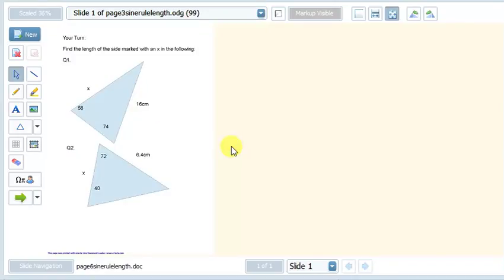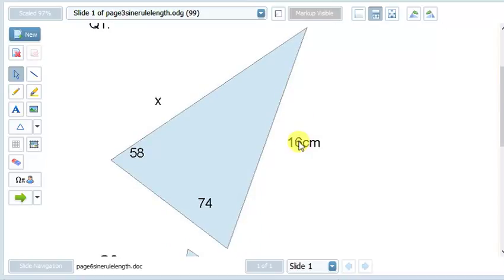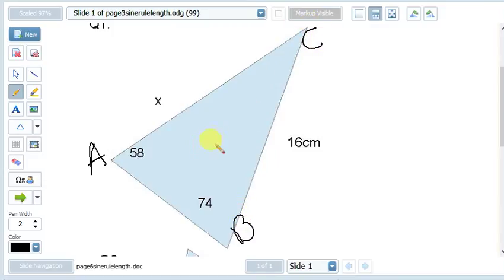Okay, so what we're going to do is I'm going to label question 1 first. So I hope that you've had a good go at the two questions. What I'm going to do is I'm going to label this vertex here A, this one here B, and this one up here C. Now you can label it in a different format. If you labelled that one B, A and C, it doesn't matter.